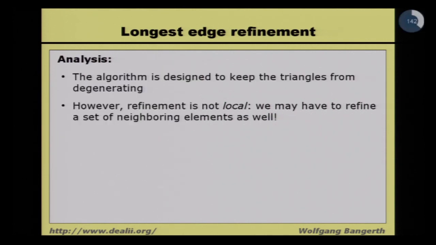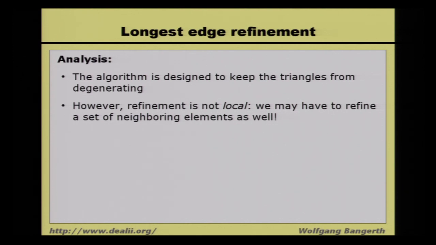So if you analyze this algorithm, longest edge refinement is designed to keep triangles from degenerating. That's why we have these two steps where we decide where we want to run the new edge. It's not local. That means that if you want to refine one triangle, you will also have to refine the neighboring, but potentially the neighboring triangle of the neighbor, and so on and so forth. This whole set might propagate. So this is what I mean when I say that refinement is not local.